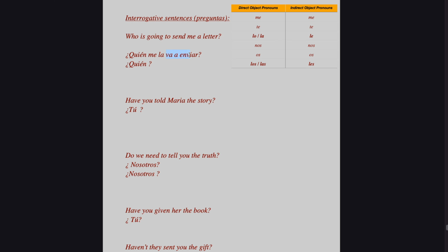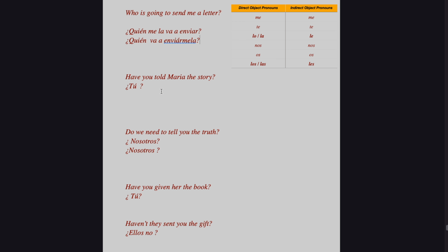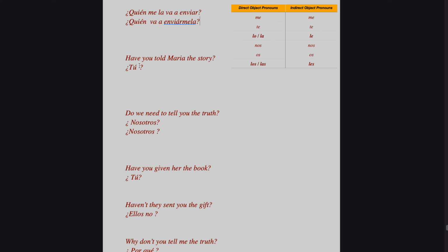As we got this verb ending in an infinitive, I can also attach the object pronouns at the end of the infinitive without any spacing, following the sequence of indirect object pronoun and direct object pronoun. As you can see, the auto suggestion is indicating an accent over the "a," because once we add these object pronouns at the end of the verb, the natural accent falls on "a," "enviármela." So we will go with that. Have you told María the story? So go for it.